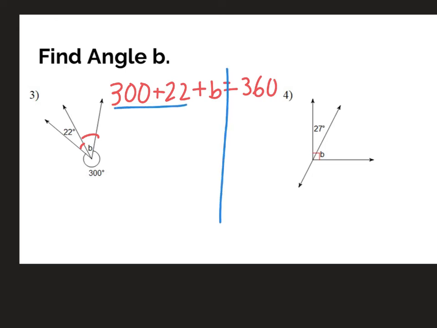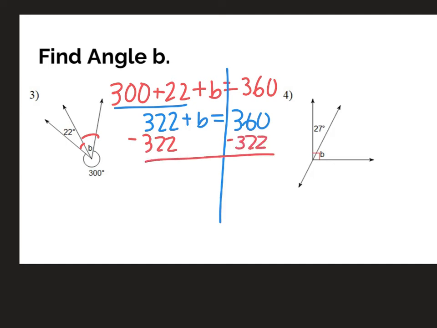Make sure you combine like terms first. So 300 plus 22 is 322. Bring everything else down and now solve it like a normal equation. Subtract 322 from both sides. You should get b equals 38. And again, put your little degree symbol because we're talking angles.